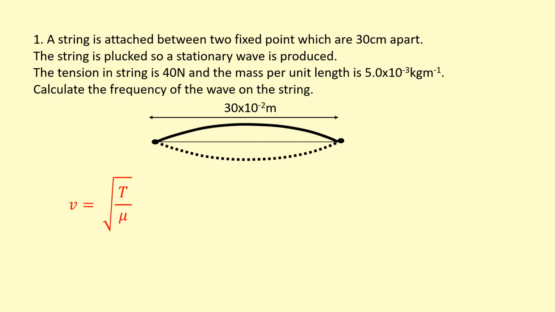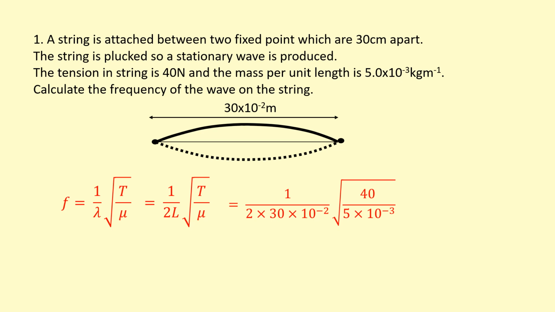So I'm going to write down the equation here for the speed, and of course we know that if we just put wavelength and frequency in there, we can get the frequency equation. The wavelength is going to be 2L. Okay, and so I'm going to put those numbers in: 1 over 2 times the length of the string, square root of the tension over the mass per unit length, and then you get a frequency of 149 Hertz.